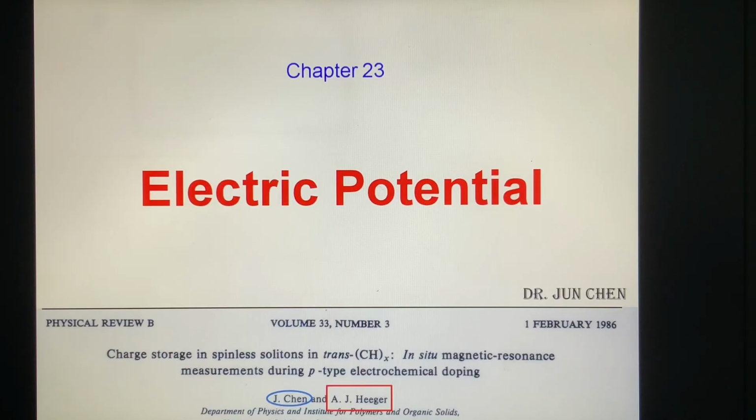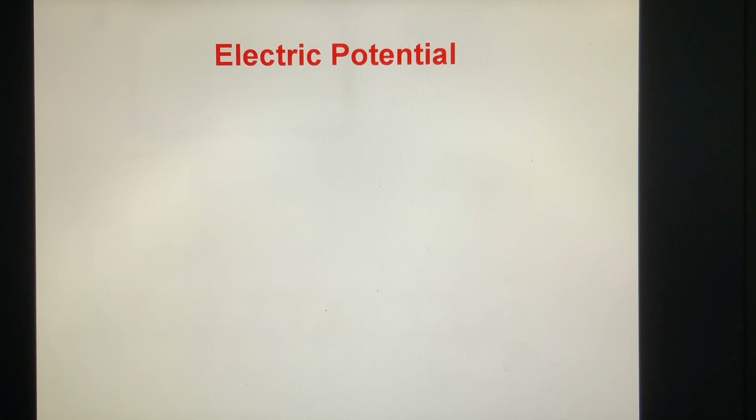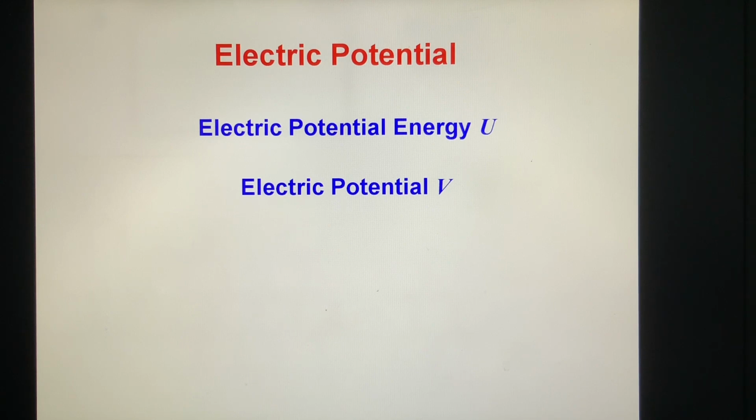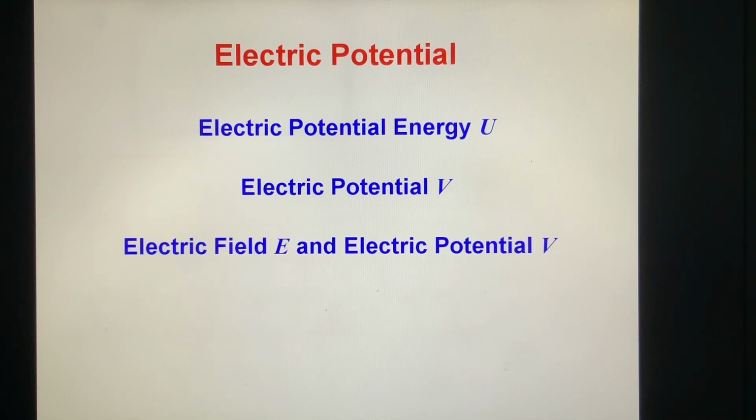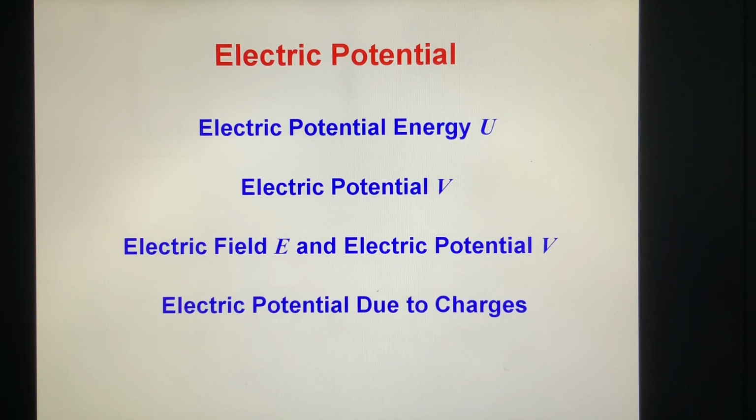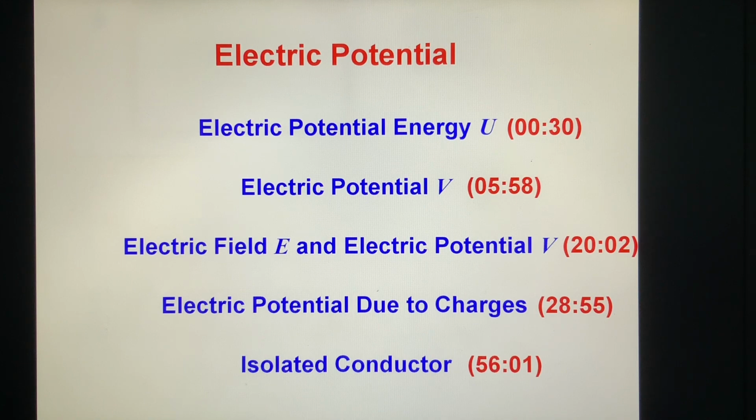Chapter 23, Electric Potential. Electric potential covers electric potential energy U, electric potential V, electric field E, and electric potential V. Electric potential due to charges. Insulated conductor.